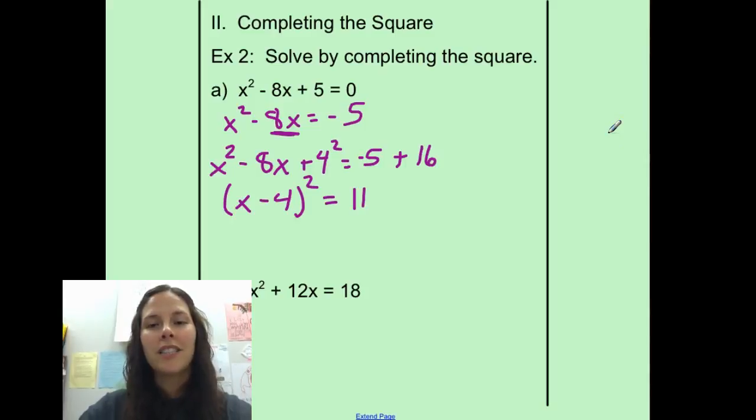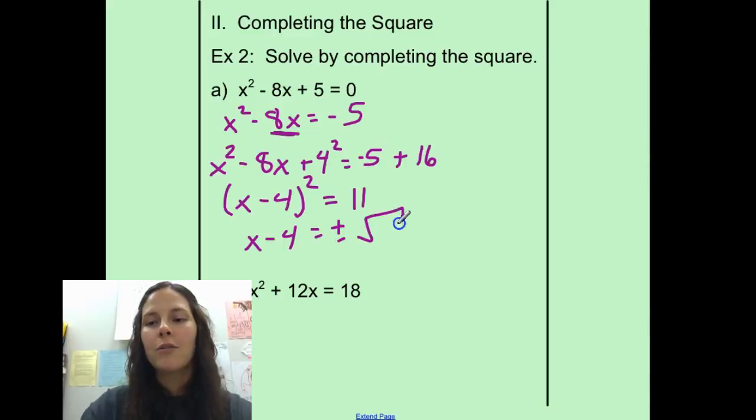In this case, we're going to take the square root of both sides first because that's on the outside of my parentheses. Remember, when you put a square root on the equation, you also need a plus or minus sign. And then we're going to add 4 to both sides. So x equals 4 plus or minus the square root of 11.